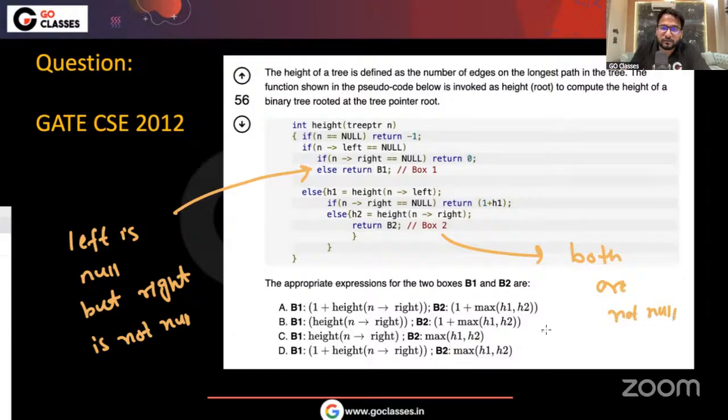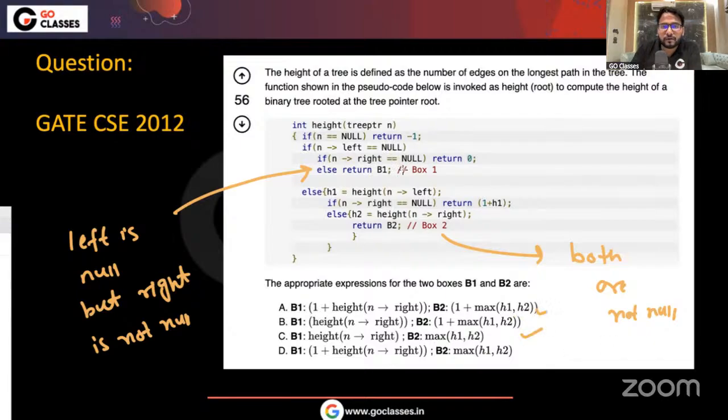So what should be the answer? See, in the height, at the time of return, they are doing 1 plus, which is fine. I mean, for B2, at the time of return only, they are saying whatever you are getting. Okay. See, S2 is the height that you are getting when both are not null, right? But you have to do 1 plus. H1 is the height that you are getting when left is not null or something like that, right? Okay. So basically, you have to do 1 plus whatever is the maximum. So either this is the answer or this is the answer.